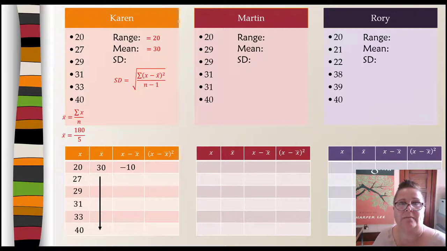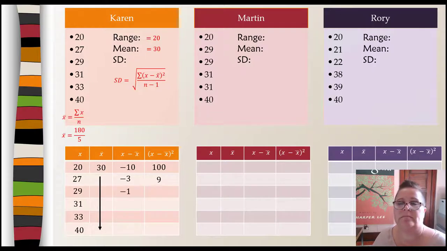That's a negative 10, which when I square it, I get 100. Then I have 27 minus 30, which is a negative 3. And when I square a negative 3, I get a positive 9. 29 minus 30 is a negative 1.